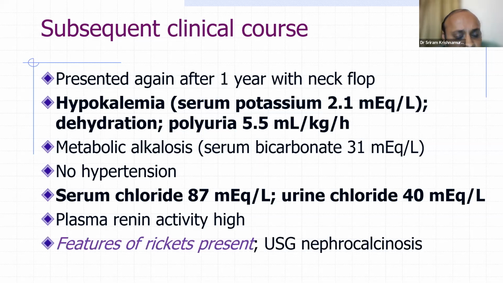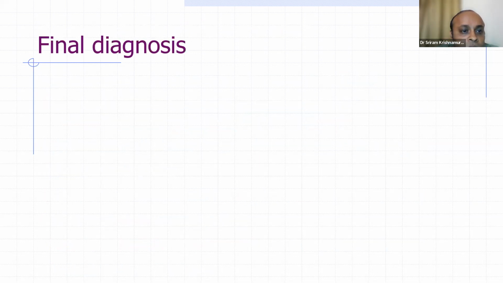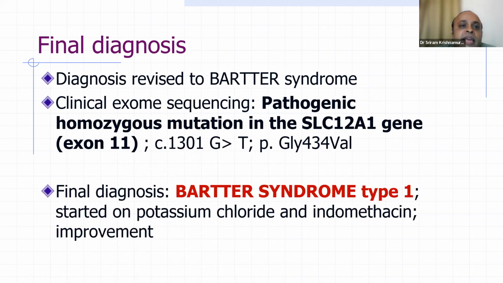So we also observed that he had some features of mild rickets at this point, and the ultrasound showed a nephrocalcinosis. The urinary calcium creatinine ratio was found to be high. So we revised the diagnosis to Bartter syndrome. And what we noticed was that the NGS showed a mutation in the gene coding the NKCC2, which is the SLC12A1 gene. And so the final diagnosis was revised to Bartter syndrome type 1, and he was started on potassium chloride and indomethacin. So this case is not a straightforward case.